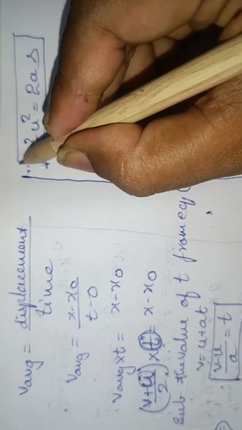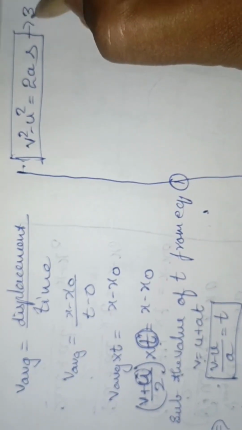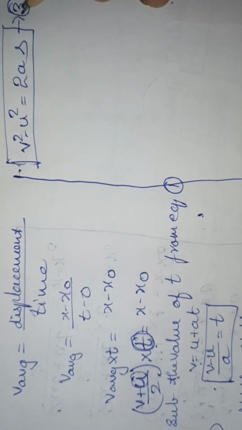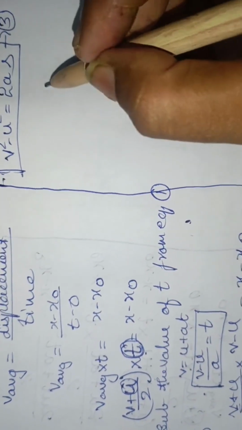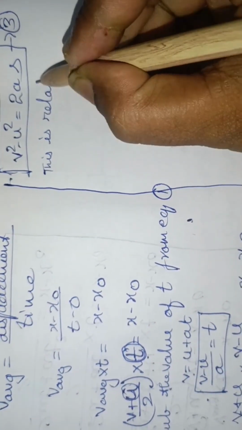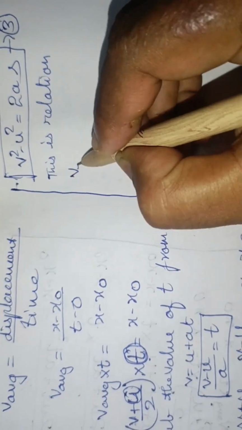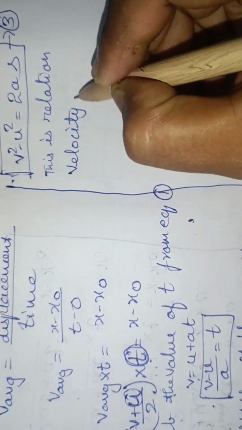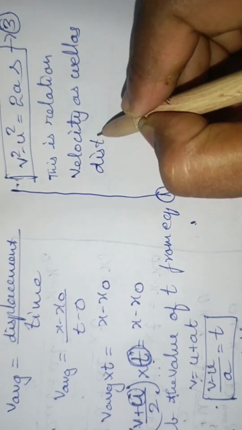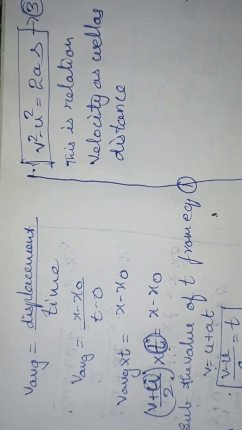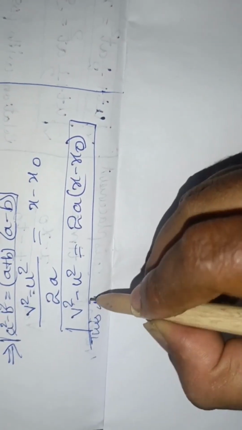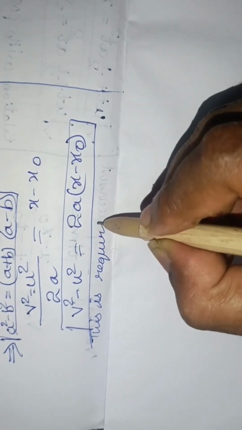Sir, what do we call this equation? This equation will be called as the third equation of motion, and this equation is the required relation between velocity and the distance. So this is the relation between velocity as well as the distance. The third equation is velocity as well as the distance, and this equation which you have seen at the last, and this is the required relation.